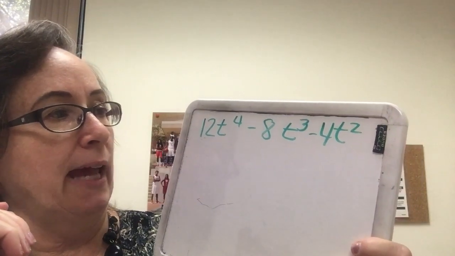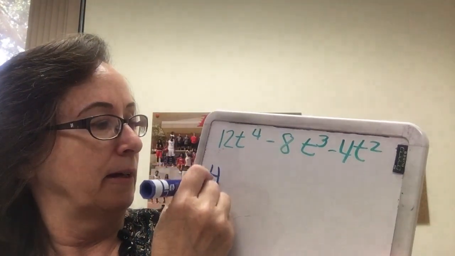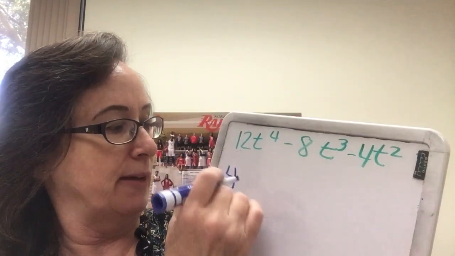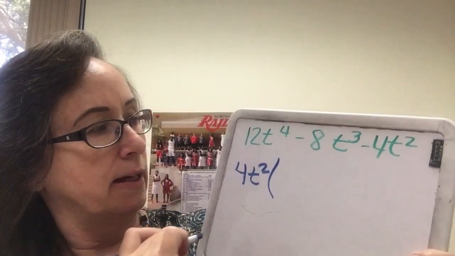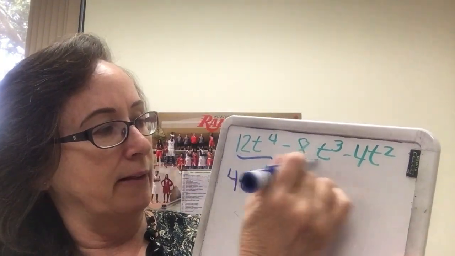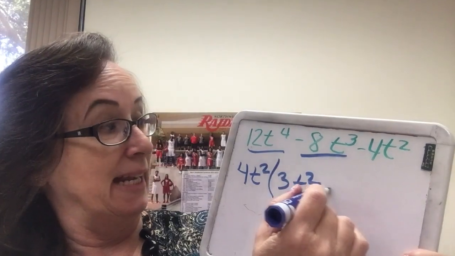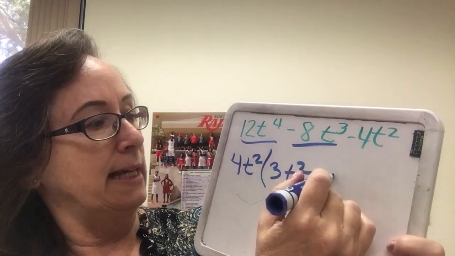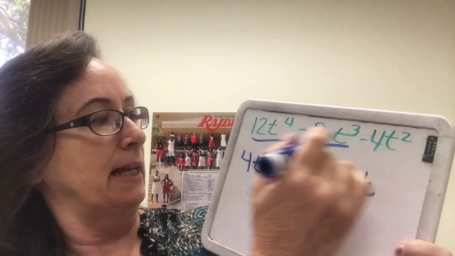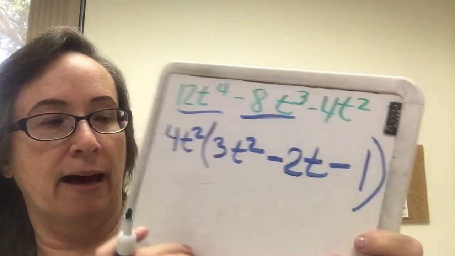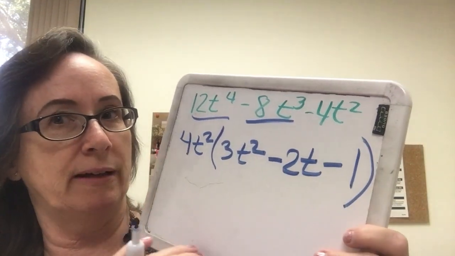Okay, so the next one is another one where we're going to pull out a greatest common factor. And we have a 4 in common. And we have a t to the fourth, t cubed, t squared, so all of them have at least a t squared. So then this term divided by this term is 3t squared, and this term divided by this term is going to be a negative 2t, because negative divided by positive is negative, and then a negative 1. Okay, so we have a monomial times a trinomial after we factor out the greatest common factor.